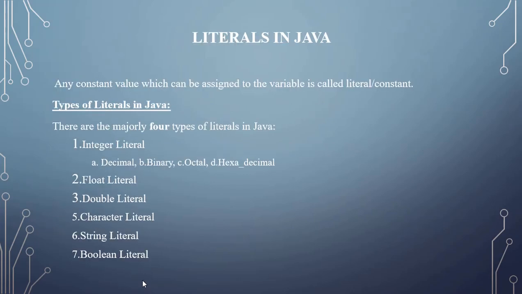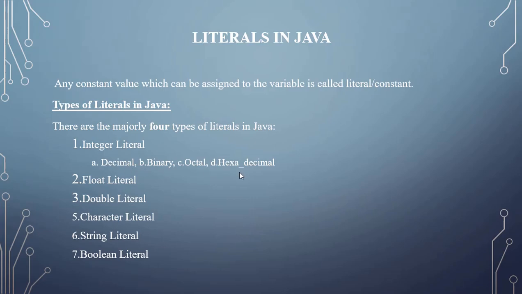And then the third token, literals. Any constant value which can be assigned to a variable is called a literal or constant. Both are same, literal or constant. So already we have discussed variable is nothing but the name of the memory location in which we can store our value. So what are the types of literals? Integer, float, double, character, string, and boolean. Integer is again classified into decimal, binary, octal, and hexadecimal.